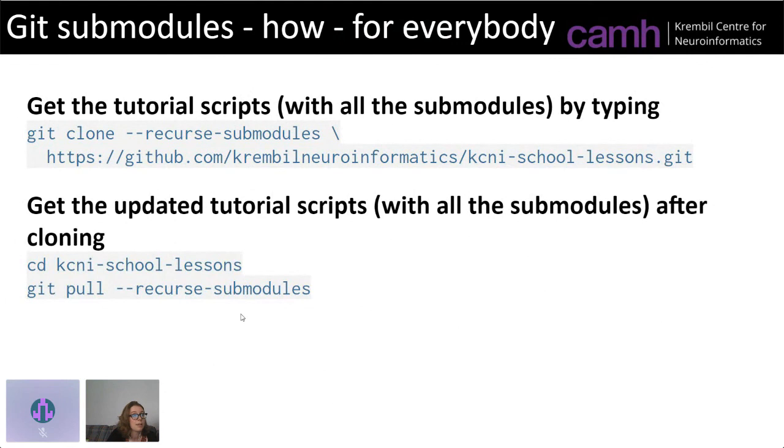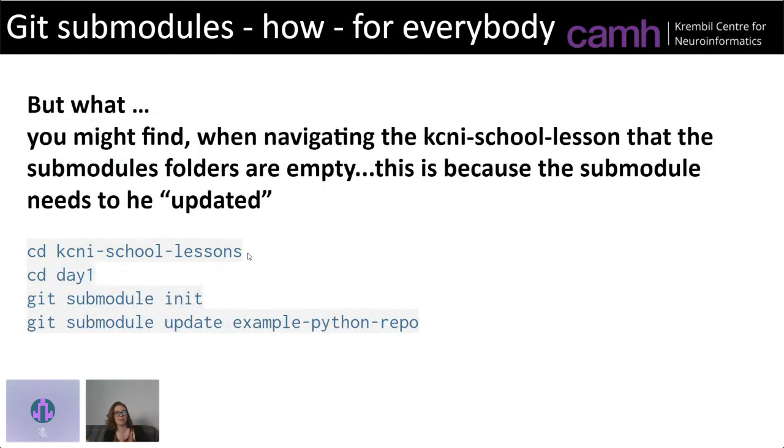If you didn't do this, you'll notice that when you try to look on your computer inside the folders that are submodules, they'll look like they're empty. But to fix this, it's just two commands. You just do git submodule init and git submodule update. And with git submodule update, you'll suddenly see that those folders get populated with all of the files that you need from that submodule.